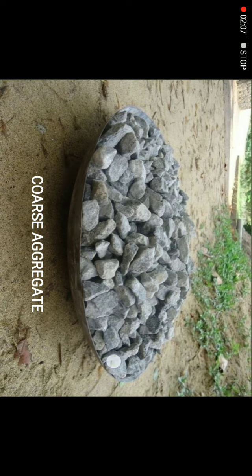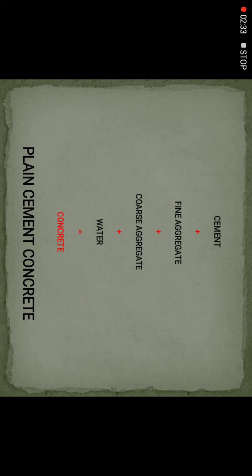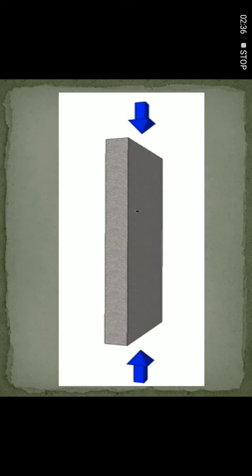Then water. The pH value of water should be 7 plus or minus 1, that is, drinking water should be used. So cement, fine aggregate, coarse aggregate, water, which is called plain cement concrete. Then let's see about concrete properties.